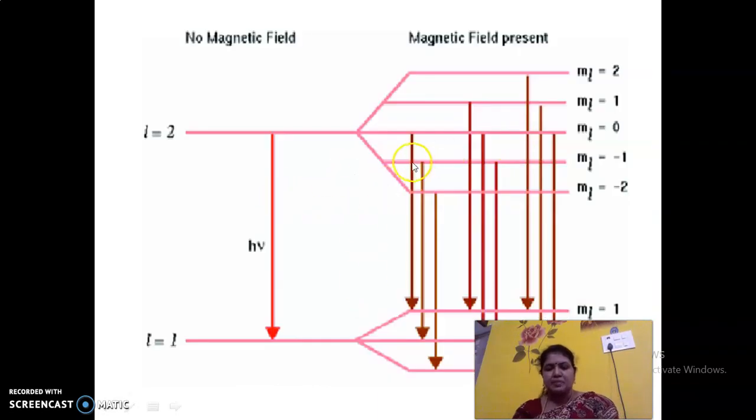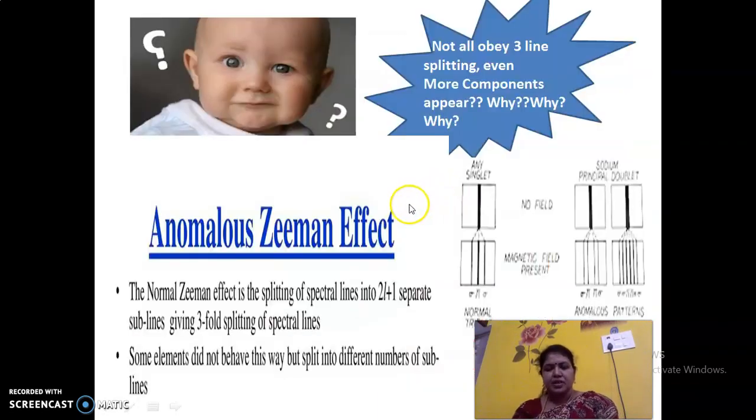The same picture in a colored way. So I say that in the normal ZEEMAN effect, we get the splitting of spectral lines into 2L plus 1 separate sublines, giving threefold splitting of spectral lines: Nu0, Nu0 plus, Nu0 minus, threefold splitting. We saw that. Now do all the transitions obey this three line splitting?